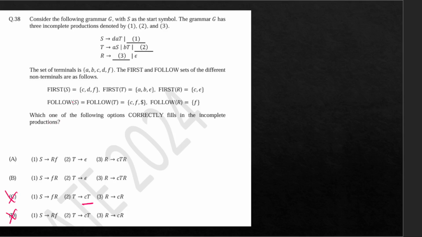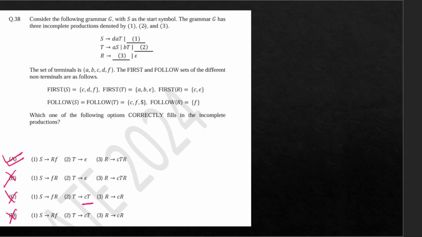Option B is incorrect if we substitute S equals FR. Yes, in first, because the first of S is what? The first of S is C, D, F. And from here, what are the values we are going to get? We are going to get D and F. So where is C? This is absolutely wrong, right? D and F we are going to get, which is wrong because terminal C is missing. So B is also incorrect. Now only option A is correct. Okay, only option A is correct.